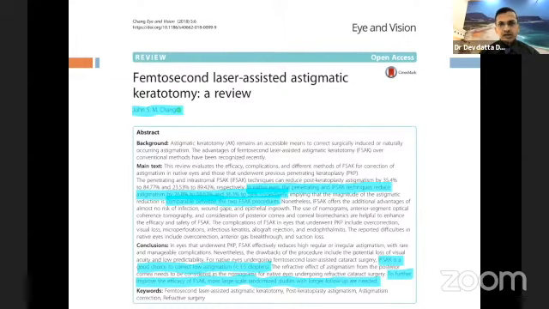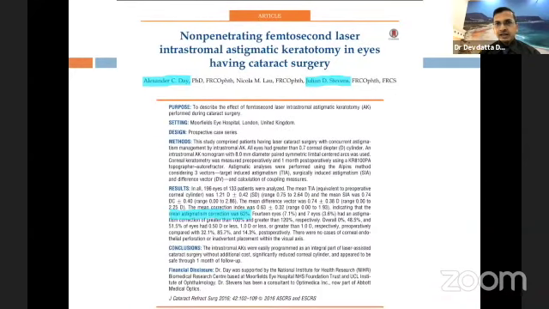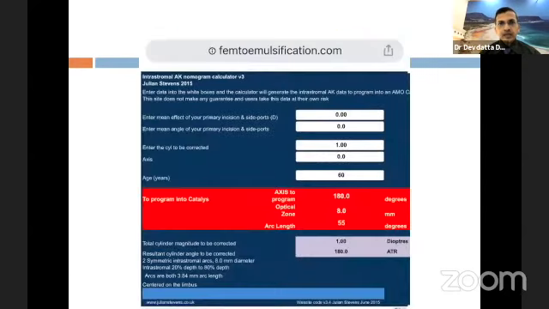A paper by John Chang has shown that both the techniques, intrastromal as well as penetrating, have comparable results, and it's a good choice to correct a low amount of astigmatism up to 1.5 diopters. Even the paper by Alexander Day and Julian Stevens showed similar results, and their correction was around 63%. They have invented their own website, femtoemulsification.com, suitable for the Catalys femto laser platform for the calculations.